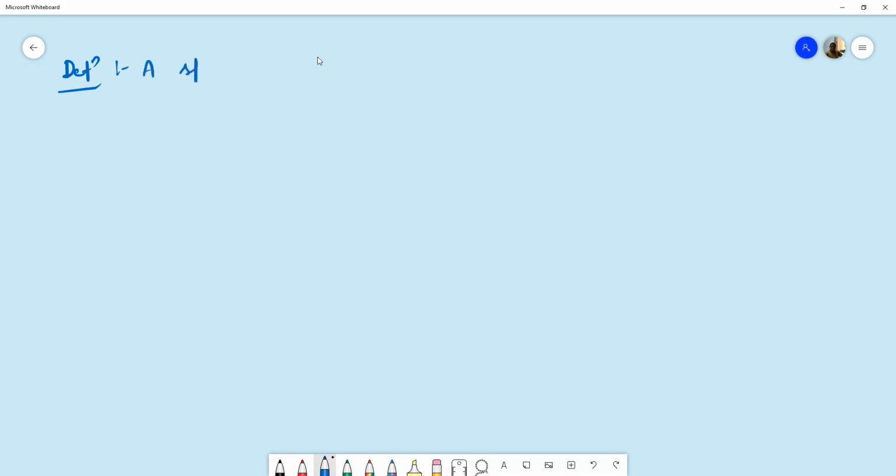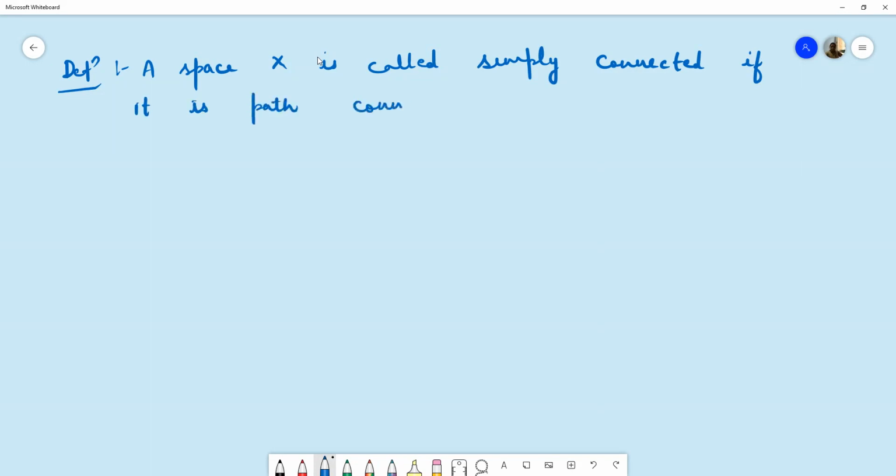So a space X is called simply connected if it is path connected and its fundamental group pi1(X, x naught) is trivial. Trivial group means it is a group with only one element, namely the identity element, for each x.